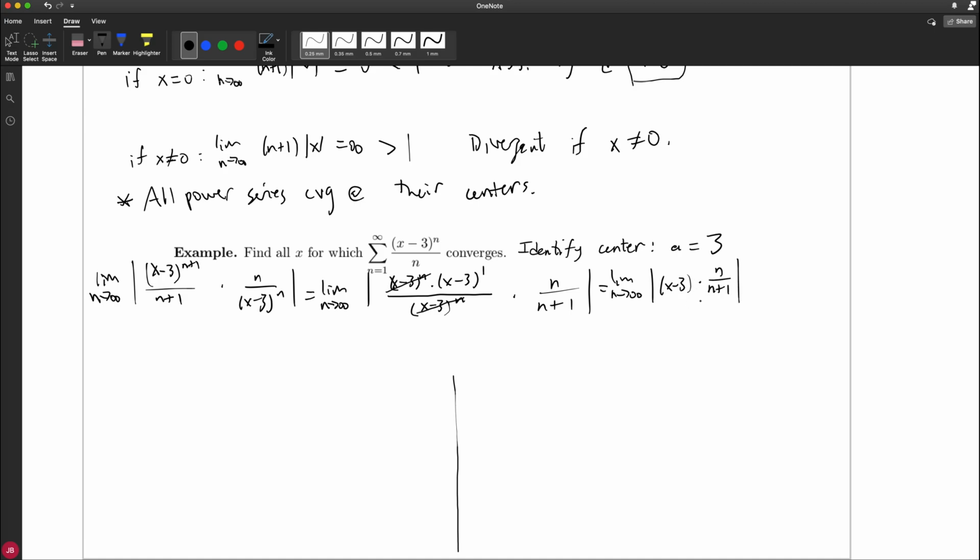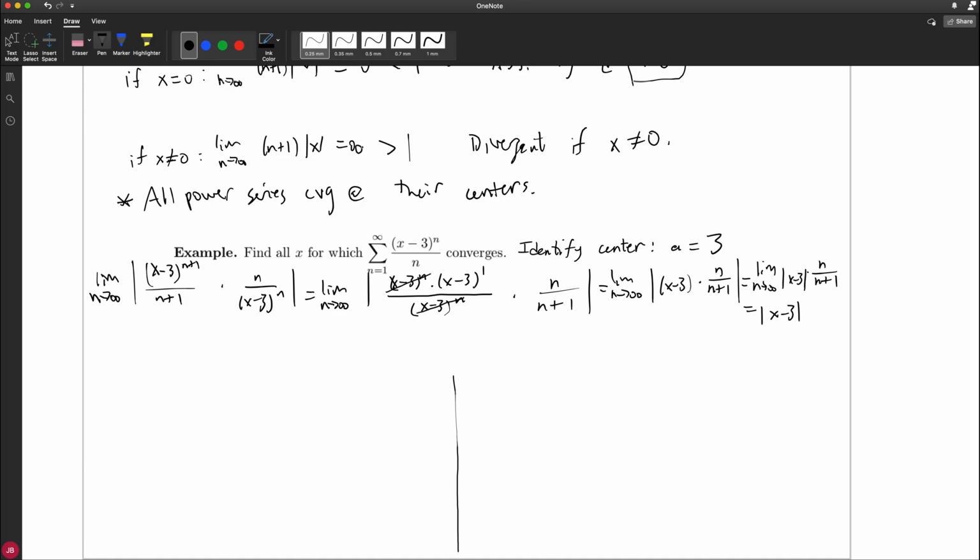And you'll notice that n over n plus 1 for large positive n values is already positive. And so the only thing that could possibly be negative that would need the absolute value is the x minus 3. Okay, and as n goes to infinity, notice this absolute value of x minus 3 does not depend on n. The only thing that's changing with n is the n over n plus 1, which goes to 1, and so this limit goes to just the absolute value of x minus 3, technically times 1, which is just itself, right?